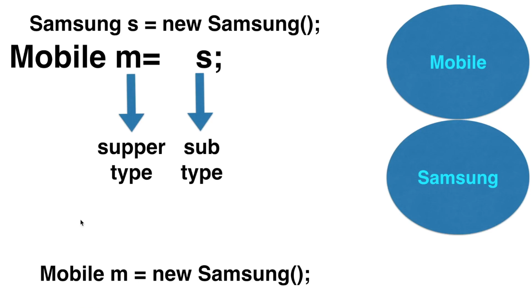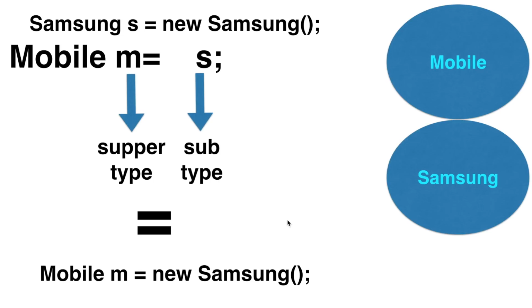So mobile M, I've written it over here. M is my parent class reference, and inside the parent class reference I'm storing the Samsung class object. That's what we are doing over here. Inside the parent class reference we are storing the subclass reference. So this reference over here is pointing to this particular object, right? So indirectly we are storing the subclass object inside the parent class reference. So this is equal to this.